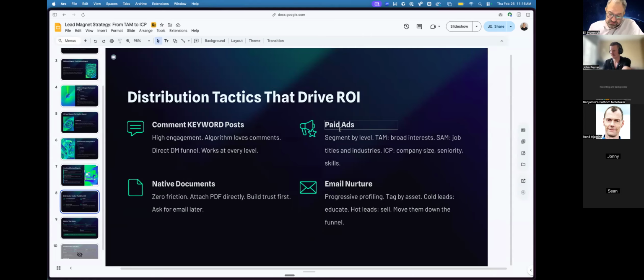Distribution tactics that drive ROI. Obviously, the lead magnets work. Commenting the keywords in the posts, high engagement. People love this stuff. I don't know why paid ads is here. Same by level. Ignore paid ads. That shouldn't be there. I don't know why.